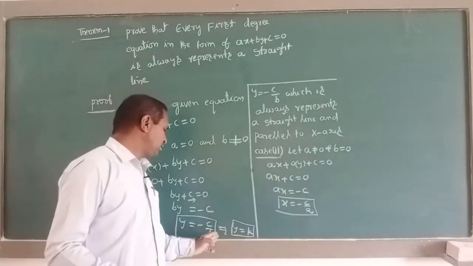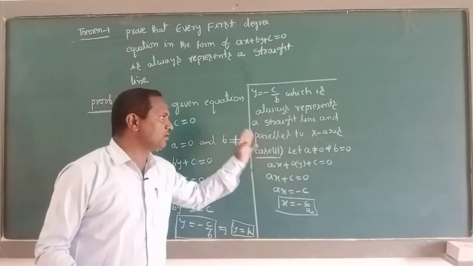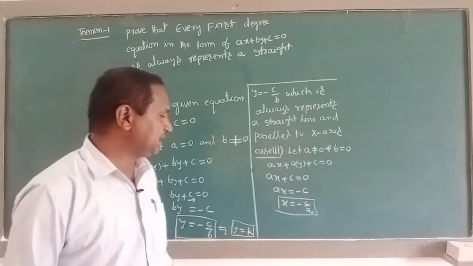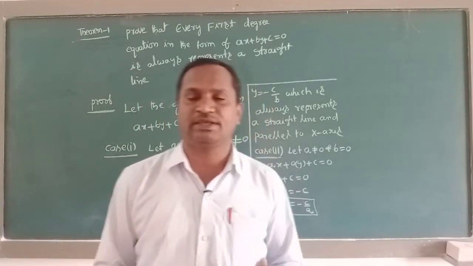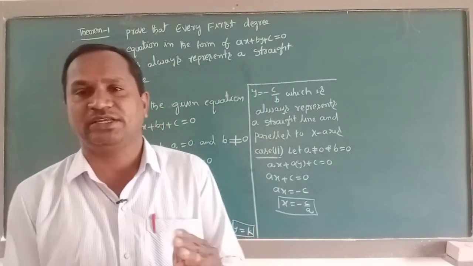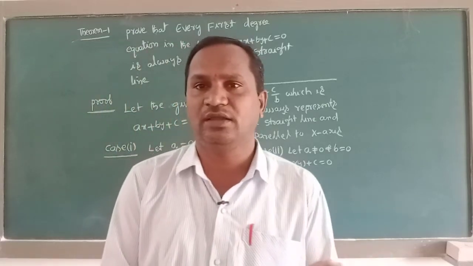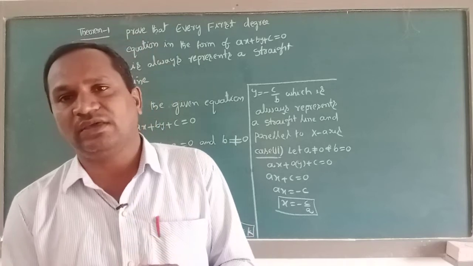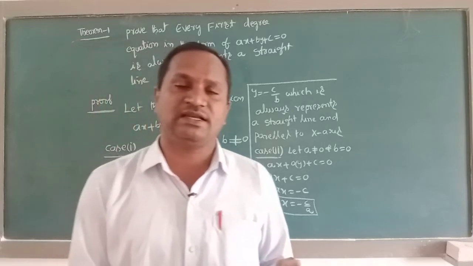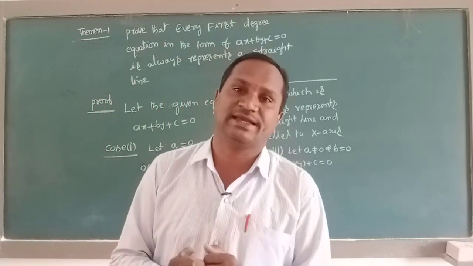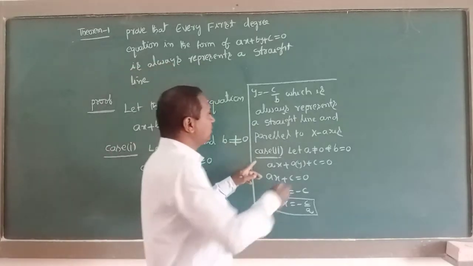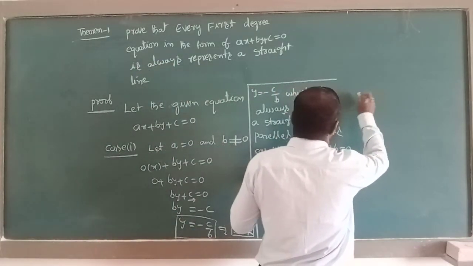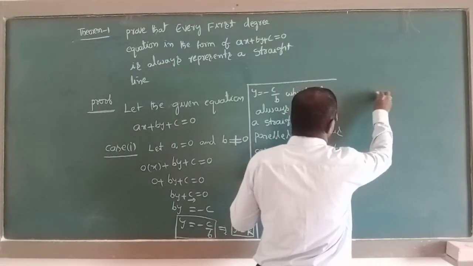Here in the first case we got y is equal to k, parallel to the x axis. In the second case we got x is equal to minus c by a. X is equal to minus c by a, we can write another way, x is equal to k. X is equal to k always represents a straight line parallel to the y axis. In this case we got this equation. In the first case we got this.